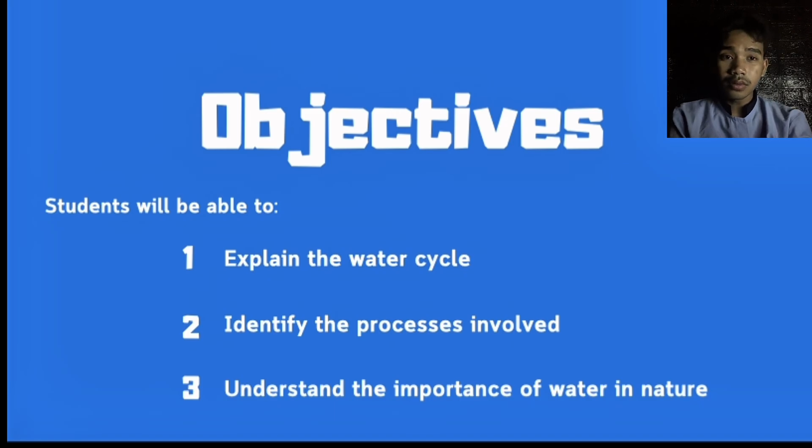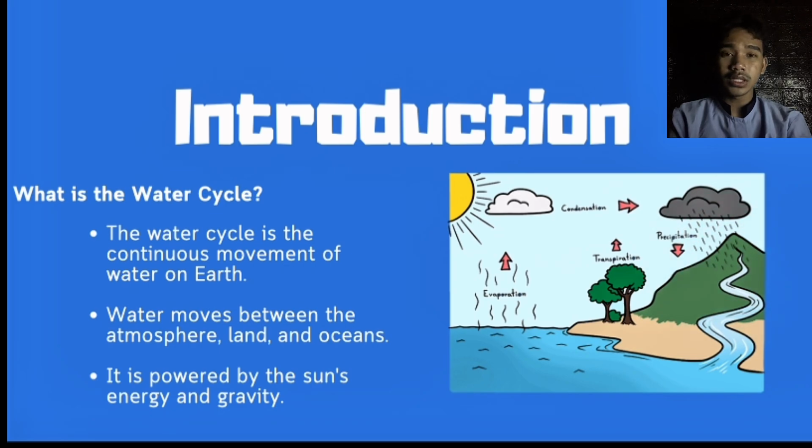Now that we know our goals, let us begin by understanding what the water cycle actually is. The water cycle is the continuous movement of water on Earth. Water moves between the oceans, land, and the atmosphere in a repeating cycle. This process never really stops. Water simply changes form and moves from one place to another. The main source of energy that drives this cycle is the heat from the sun, while gravity helps bring the water back down to the Earth's surface.